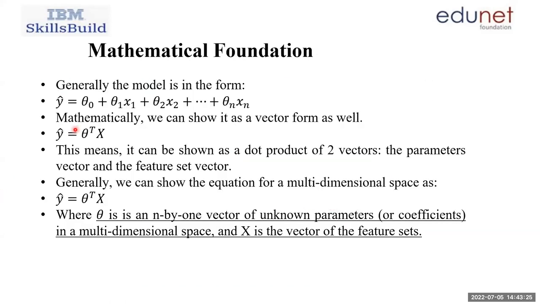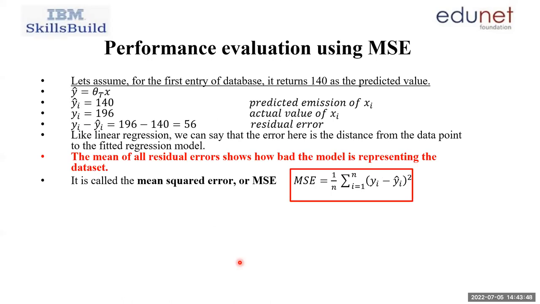Mathematical foundation: in the case of simple linear regression, the mathematical equation was theta 0 plus theta 1 times x1. Here the y, the output, is going to be computed using the equation theta 0 plus theta 1 x1. There are multiple features like x1, x2 and xn. Here we are going to use this equation.